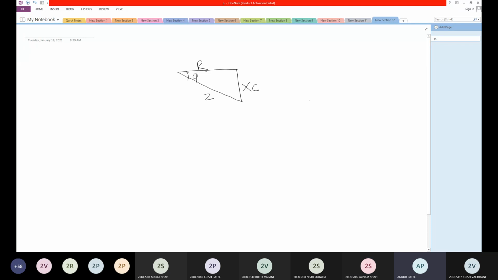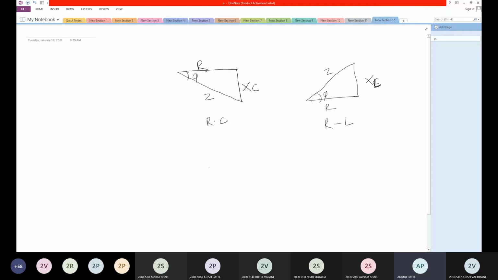For the RL series circuit impedance triangle, this is your R. This is your XL. And this is your Z. And this is your phi. So this is XL. This is for the RL series circuit.